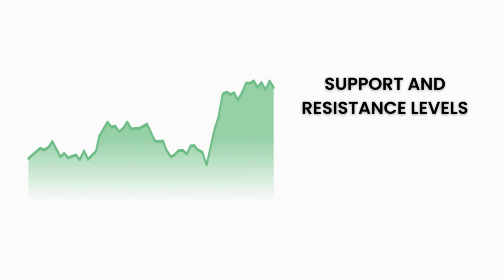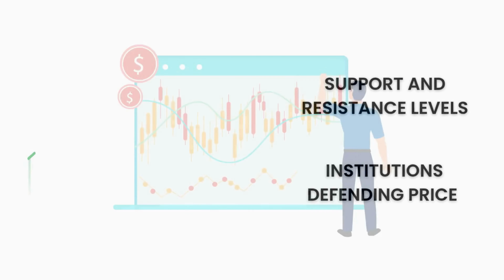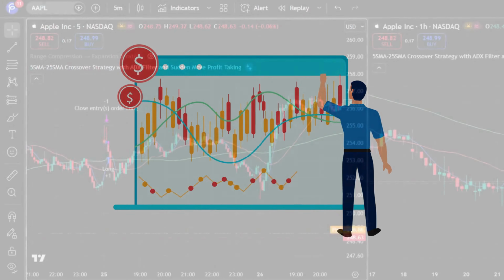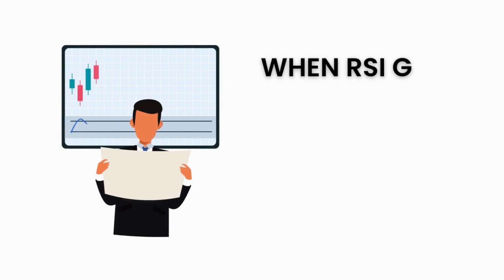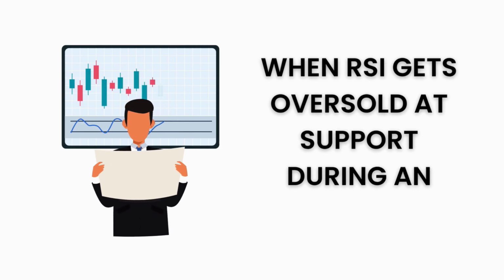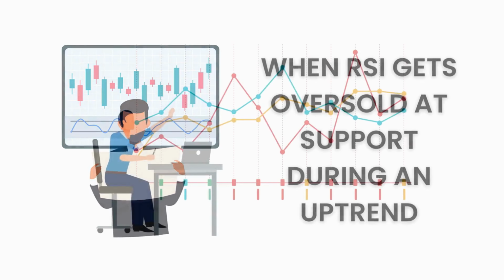Support and resistance levels, where institutions are defending price. This is your context layer. 5-minute chart shows you entry timing. When RSI gets oversold at support during an uptrend, that's your signal. Not before all three align.